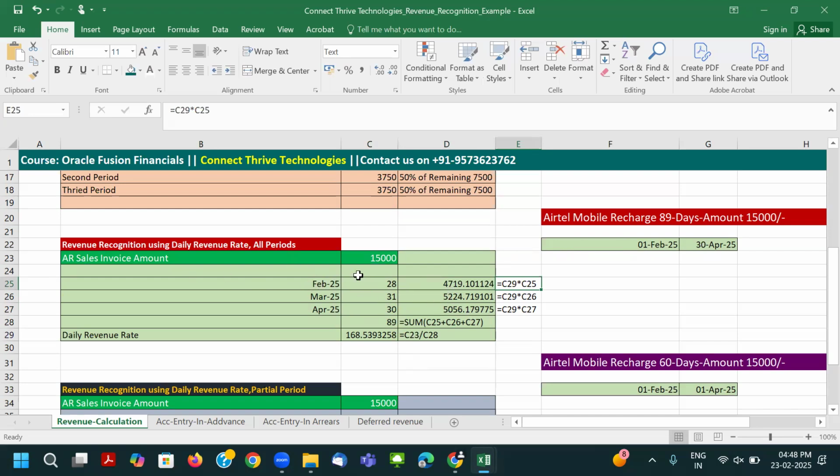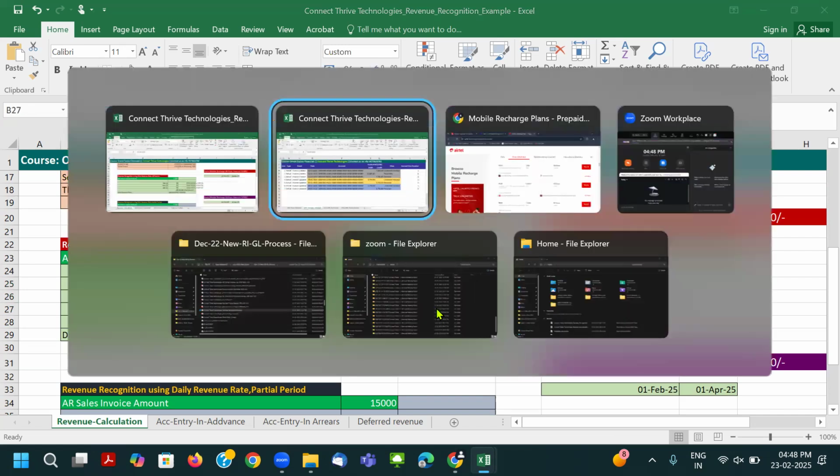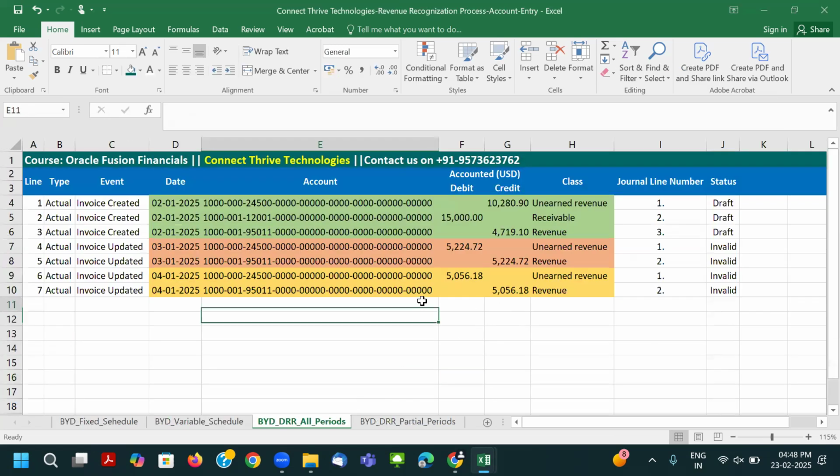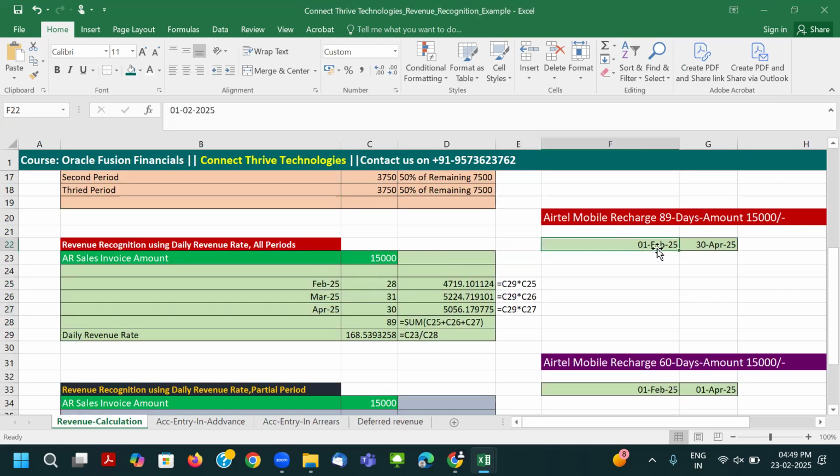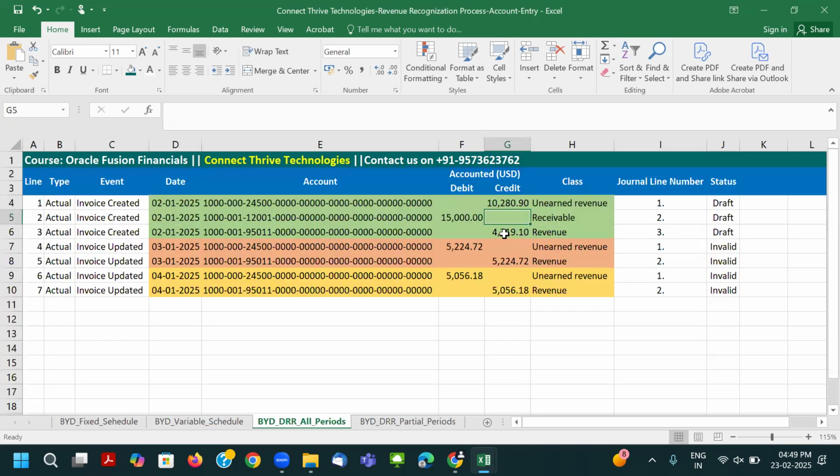Now for this daily revenue rate all periods, as per the first month, second month, third month, we will verify whether accounting entries will be generated or not. If you see daily revenue rate all period, in the first month, it's February in our case. If you see the plan also, it's February first month, second month, third month. So in February, let's see what I'm saying here: 4719. Yeah, see here.